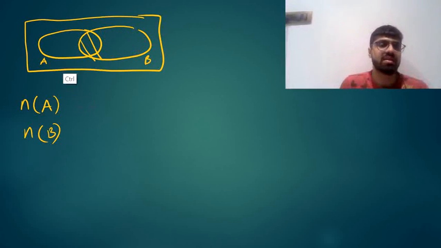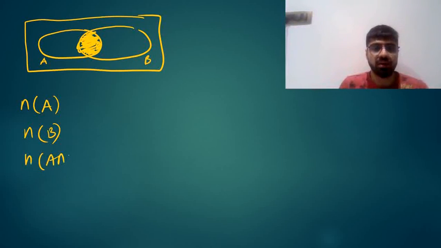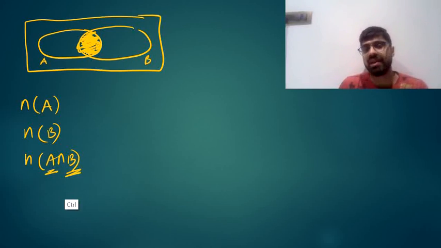Now, if you realize there's a region common to both A and B, we can say that it represents the intersection of A and B, and N of A intersection B will represent the number of elements in the intersection of A and B. We can say that these are the elements which are common to both A and B, that is, elements which are there in A as well as in B.